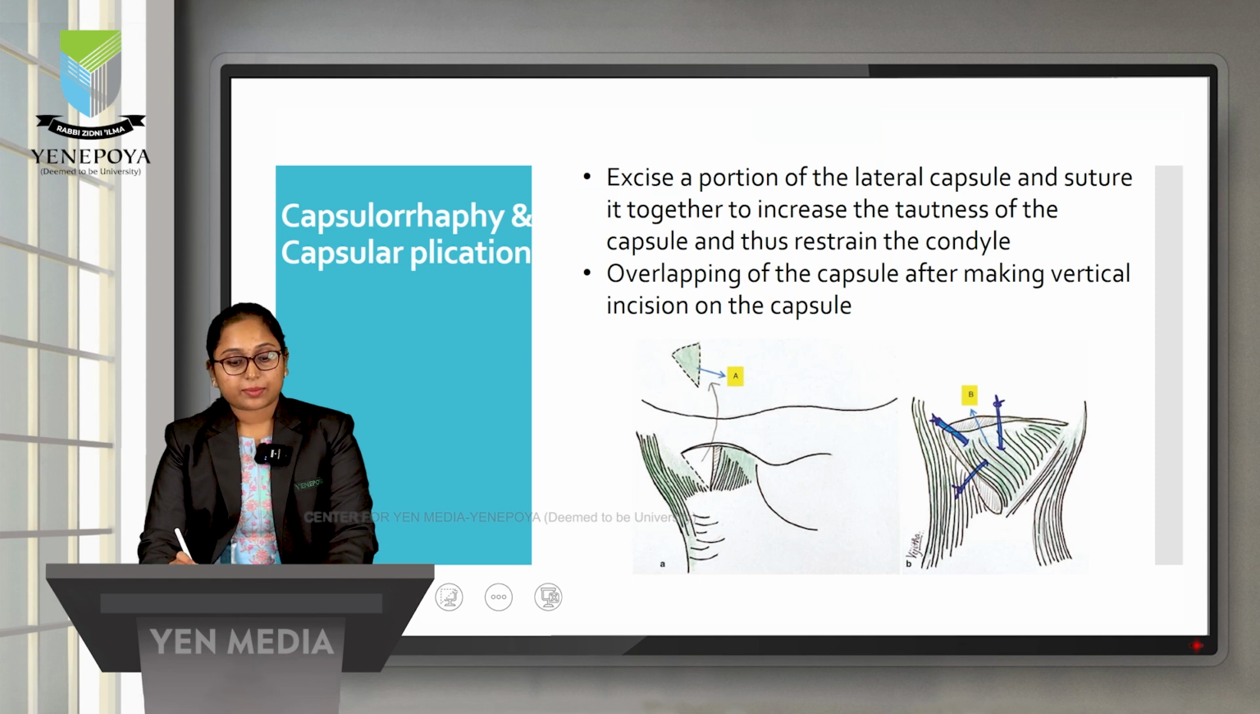First is capsulorrhaphy or capsular plication. As I had already mentioned, this is a capsule tightening procedure. Basically, laxity of the capsule happens. So, in order to tighten the capsule, what is done here is you are excising a portion of the lateral capsule and it is sutured together to increase the tightness, and thus it will restrain the condyle. Or another method is just putting a vertical incision on the capsule and overlapping it and suturing it. That also leads to tautness of the capsule, and thus it restrains the condyle.